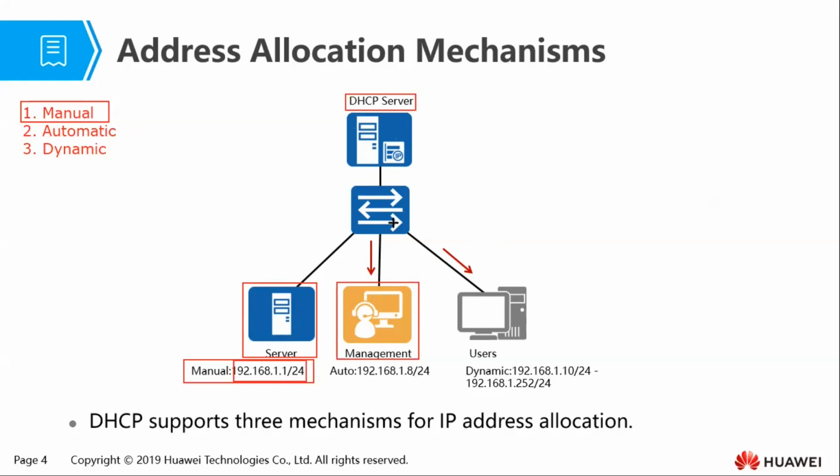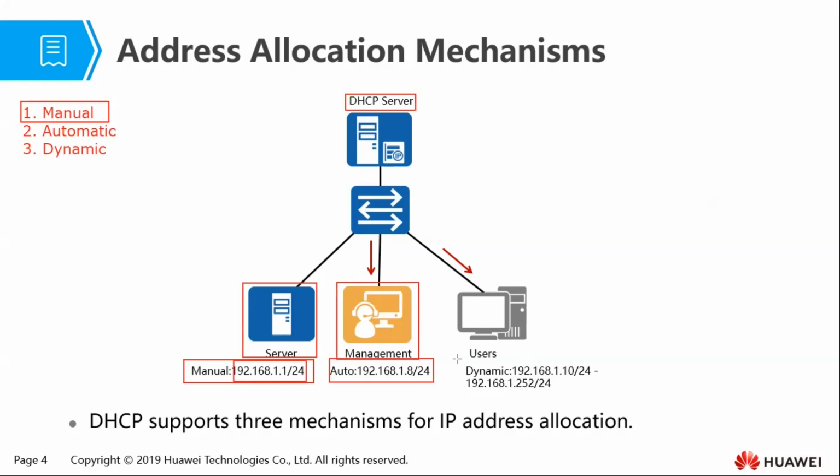Then the next one is what we call automatic. In automatic, you configure the DHCP server so that it will always assign a particular device a particular IP address. For example, your network management equipment, the computers that you use to monitor the network, you can configure the DHCP server to always give them a particular IP address. That is what we call automatic.